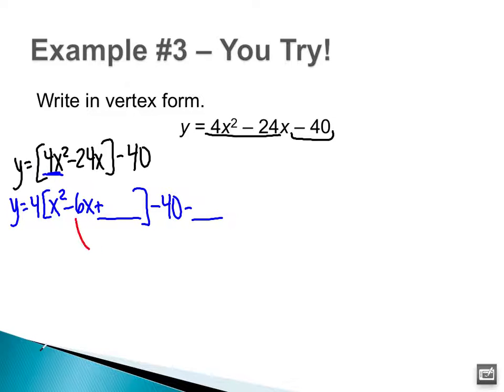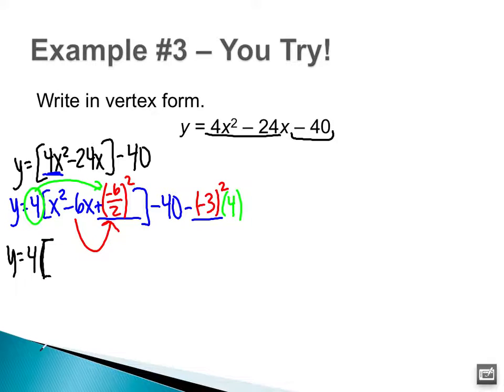Now what goes in that blank comes from the -6. So -6 divided by 2 squared. Because I added that, I have to subtract from the same side in order to keep my equations the same. So I'm going to subtract -3 squared. Now remember, we have this 4 that we factored out, which is being multiplied by that. So when we subtract -3 squared, we have to multiply it by the 4 that's outside parentheses. Now I'm going to rewrite, just so that it looks a little nicer.